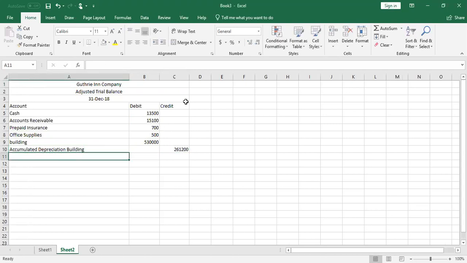So I'll give you a couple seconds, you can get those jotted down. So we list all the assets together. Remember, accumulated depreciation is an asset, a contra asset.